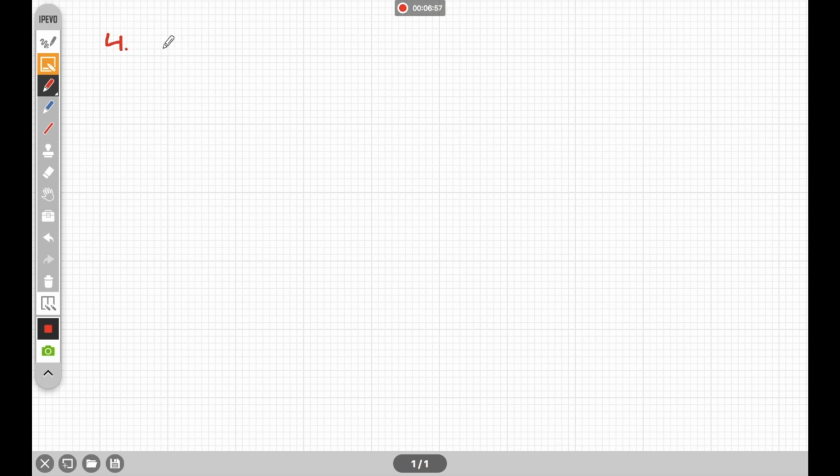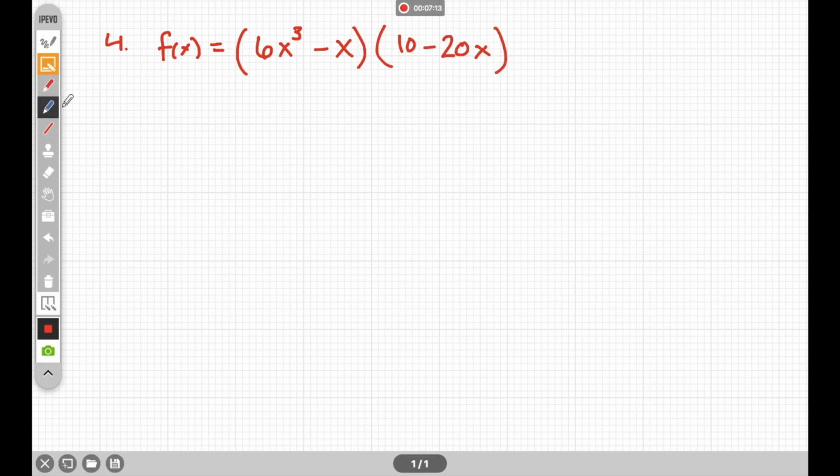Next example, I have f of x is equal to 6x cubed minus x times 10 minus 20x. And this again here is a product rule, although you can either do product rule or you can distribute, or both; you can FOIL out and expand this function and then just do power rule.